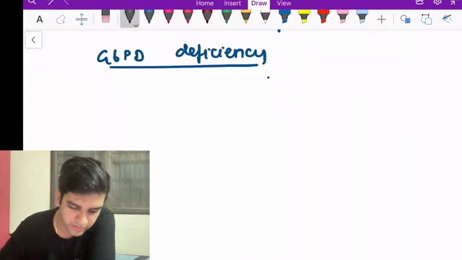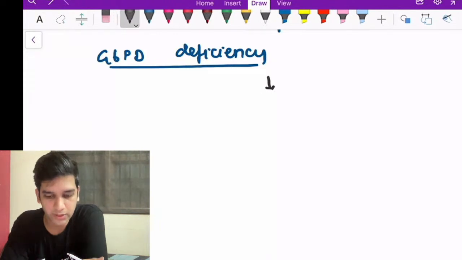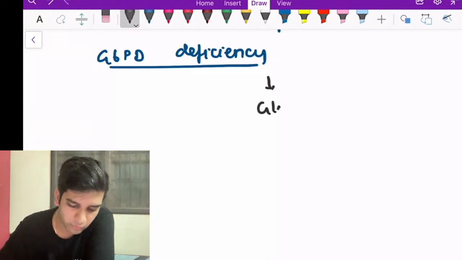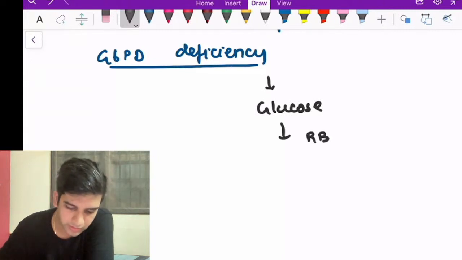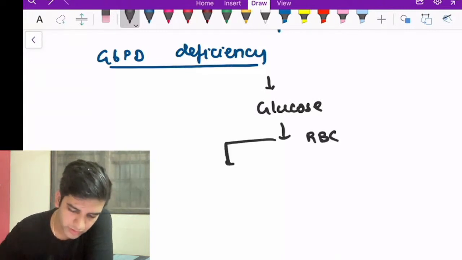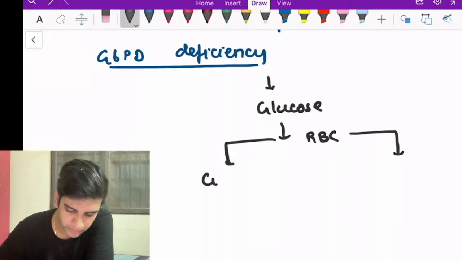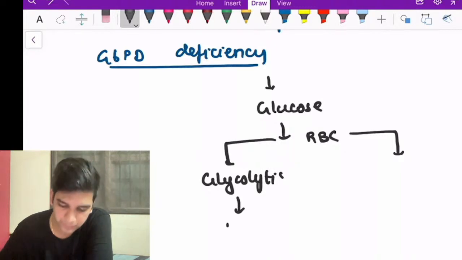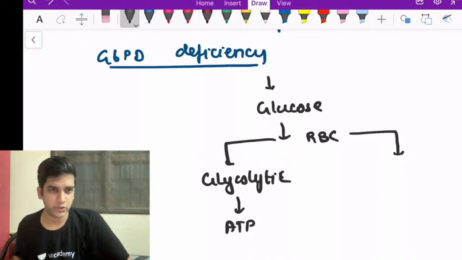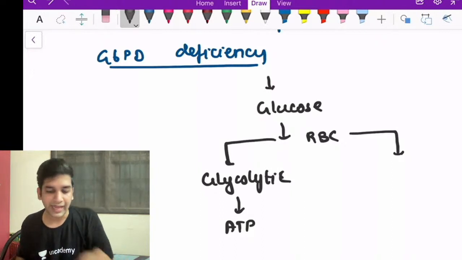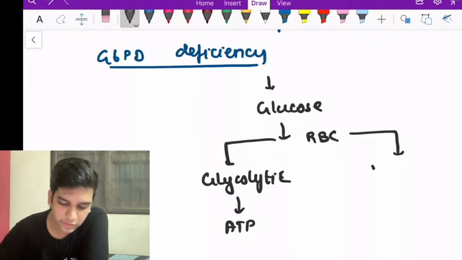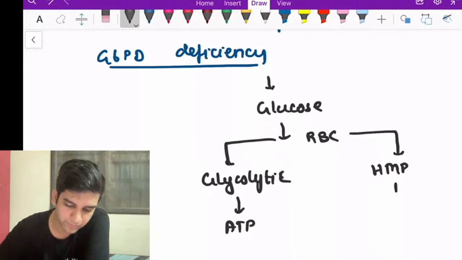So what's going to happen here is, in a patient with a G6PD deficiency, normally when I have a molecule of glucose, this goes into an RBC. So RBC has two pathways. One is my glycolytic pathway. The main purpose of the glycolytic pathway is to give ATP. It's just going to give ATP, that's all. For me, ATP alone is not enough. I have a protective pathway. That protective pathway is the HMP pathway, hexose monophosphate pathway.